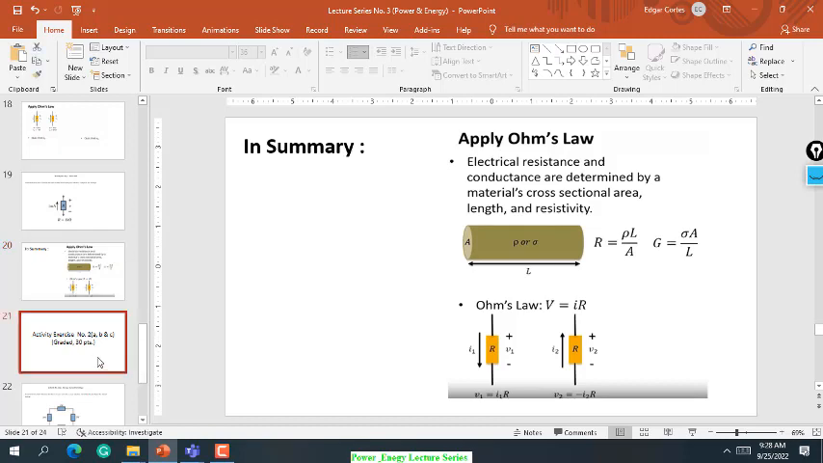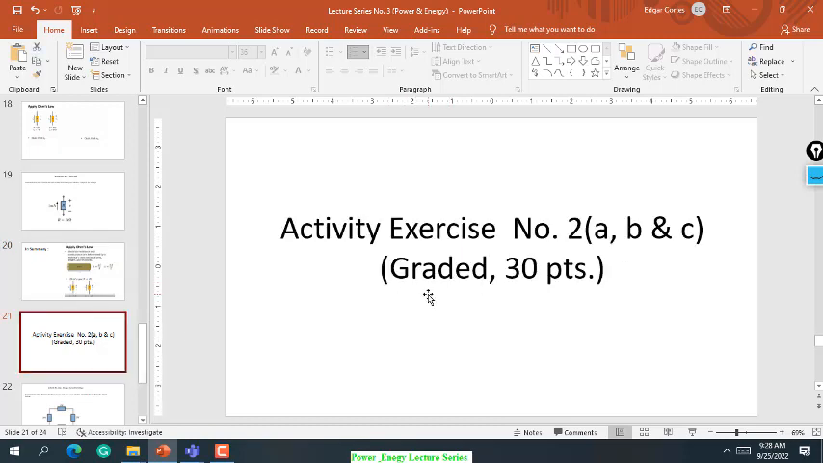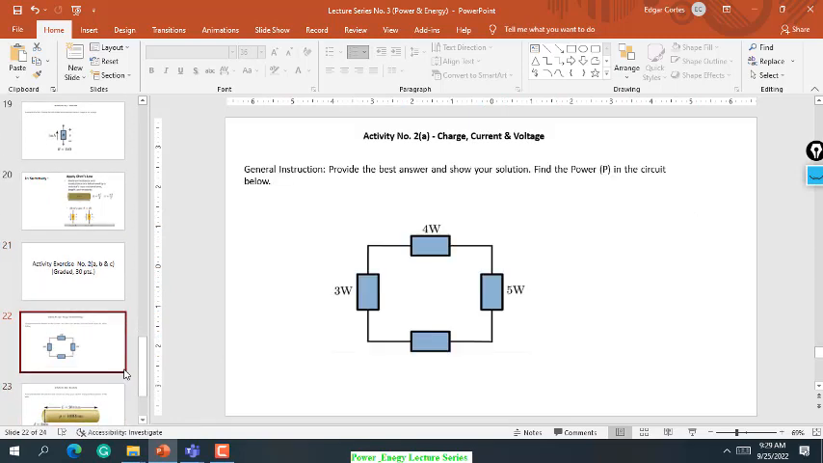Okay, so about your assignment, I'll be uploading this one. The deadline for this is 11:59 p.m. You have until midnight to answer this exercise. This is exercise number 2, and we have 3 items under it: A, B, and C. This is graded. I'll also check your attendance here, meaning whoever submits is present in my class. Each item is worth 10 points, so 10 times 3 is 30 points.